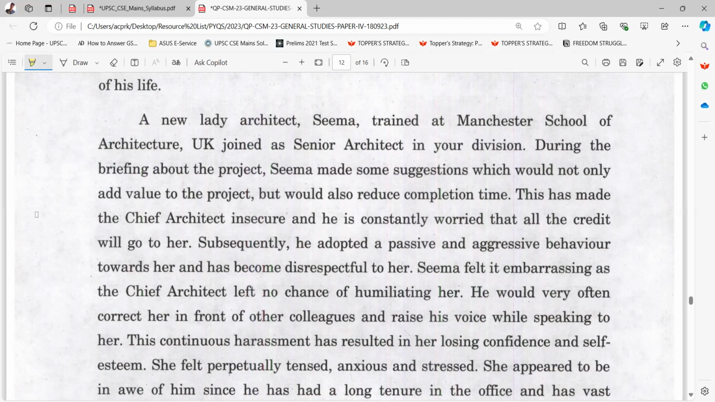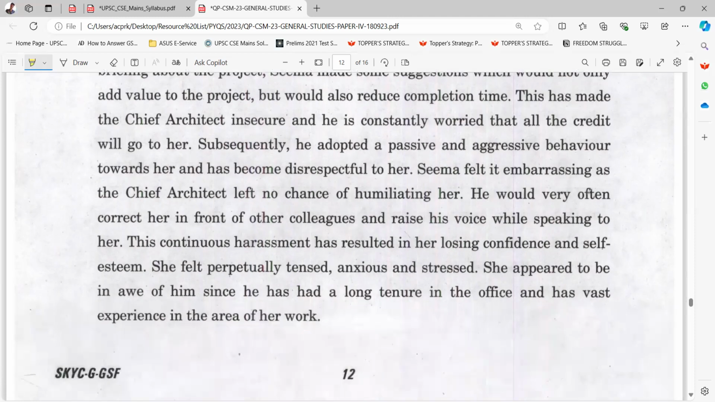This has made the chief architect insecure, and he is constantly worried that all the credit will go to her. Subsequently, he adopted a passive and aggressive behavior towards her and has become disrespectful to her. Seema felt it as embarrassing as the chief architect left no chance of humiliating her.